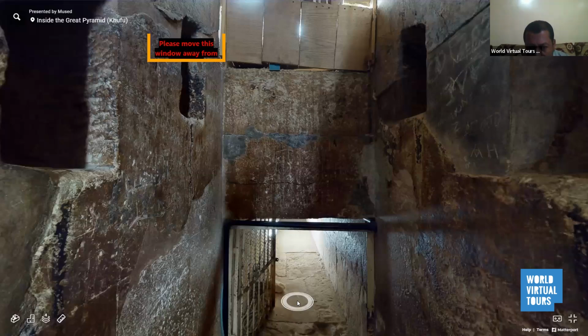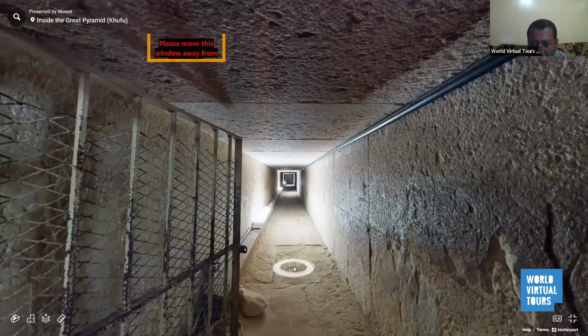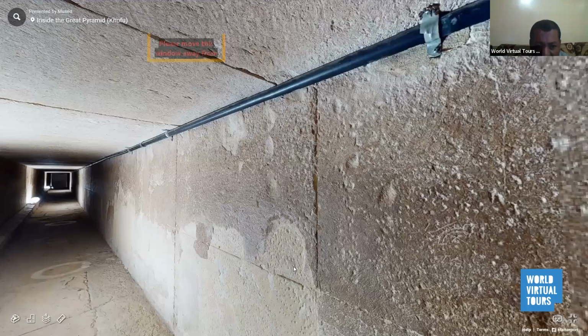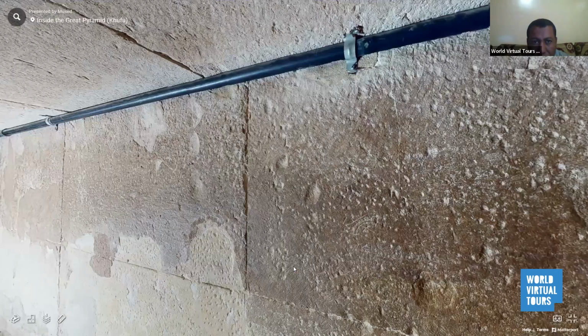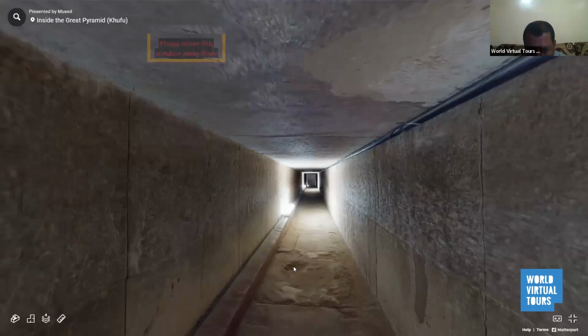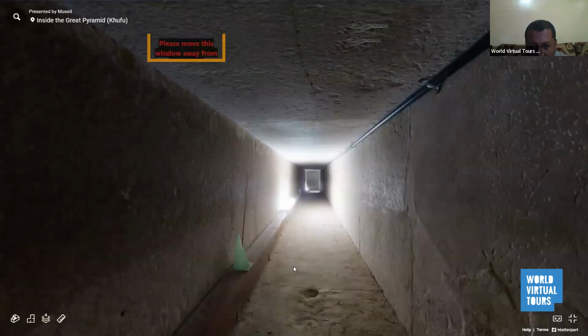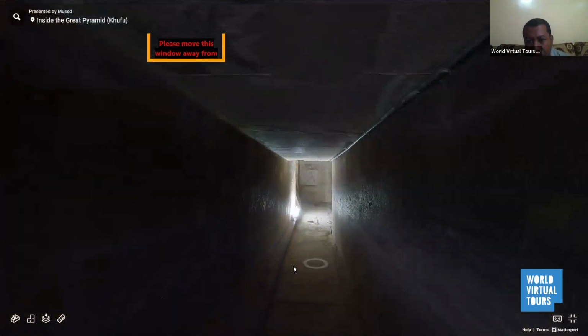It's very tiny, by the way. You go here crawling on your knees. So it's very hard. You can see the precision of cutting the stone just to let you get inside. Here it's granite to load the millions of tons of rocks. I will take you deep inside this tunnel, which ends with a burial chamber.